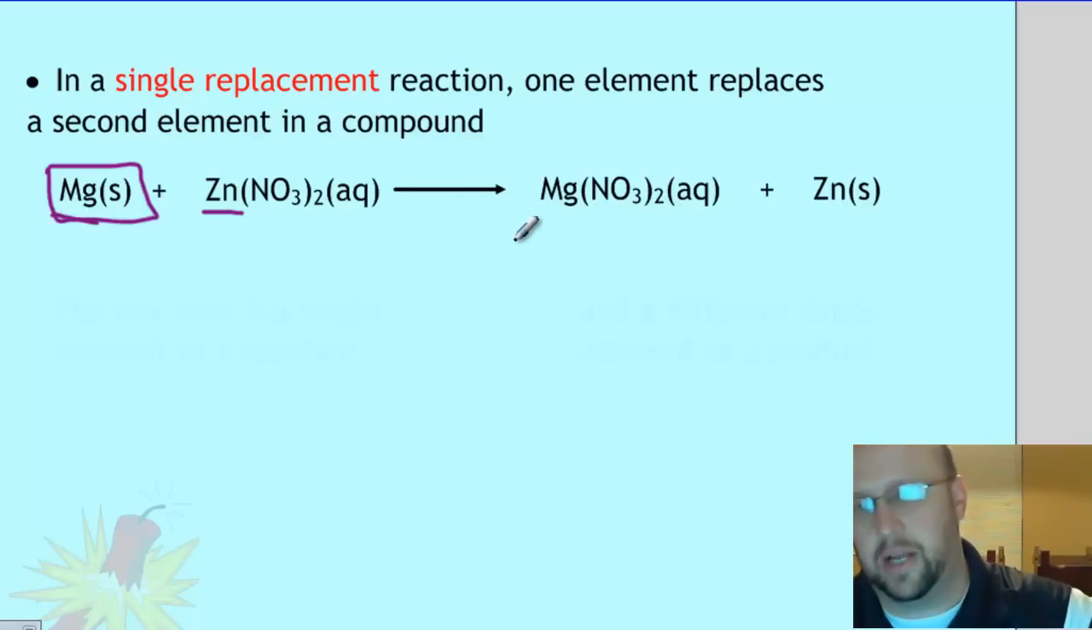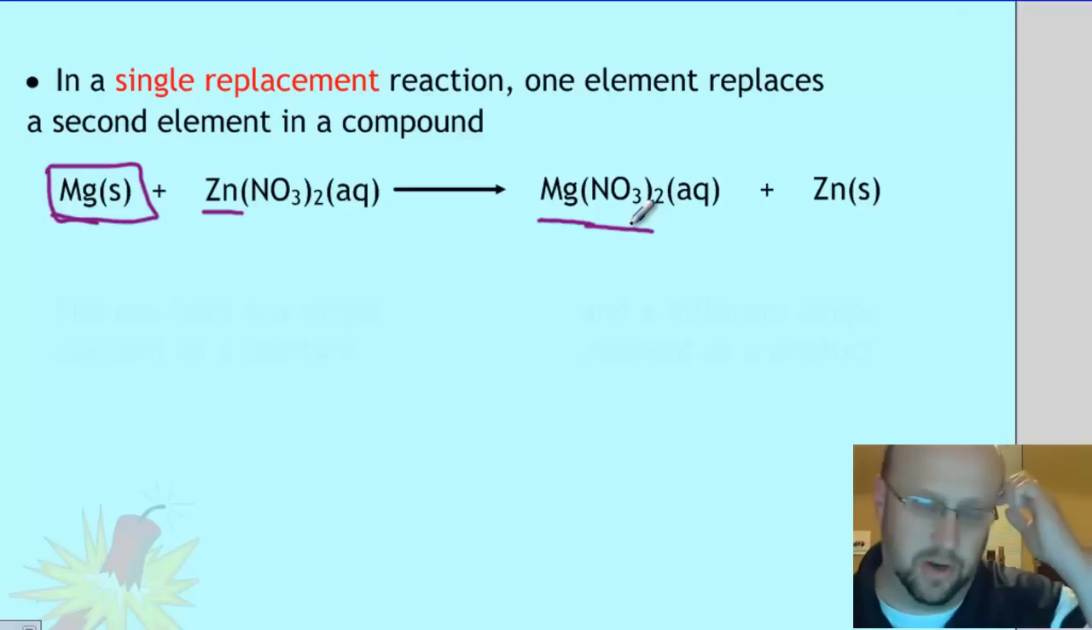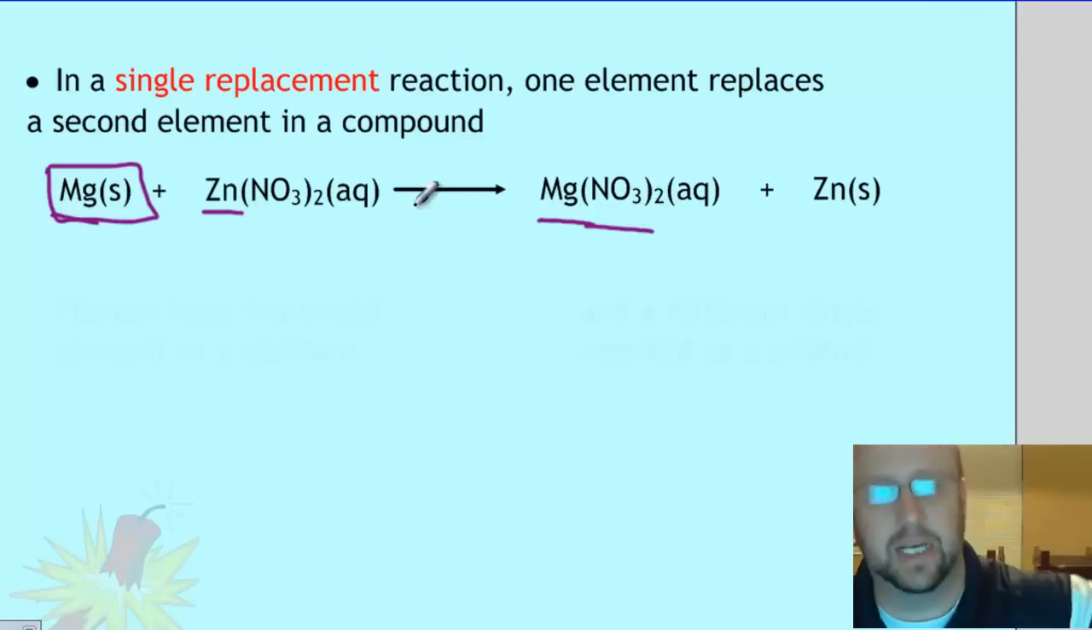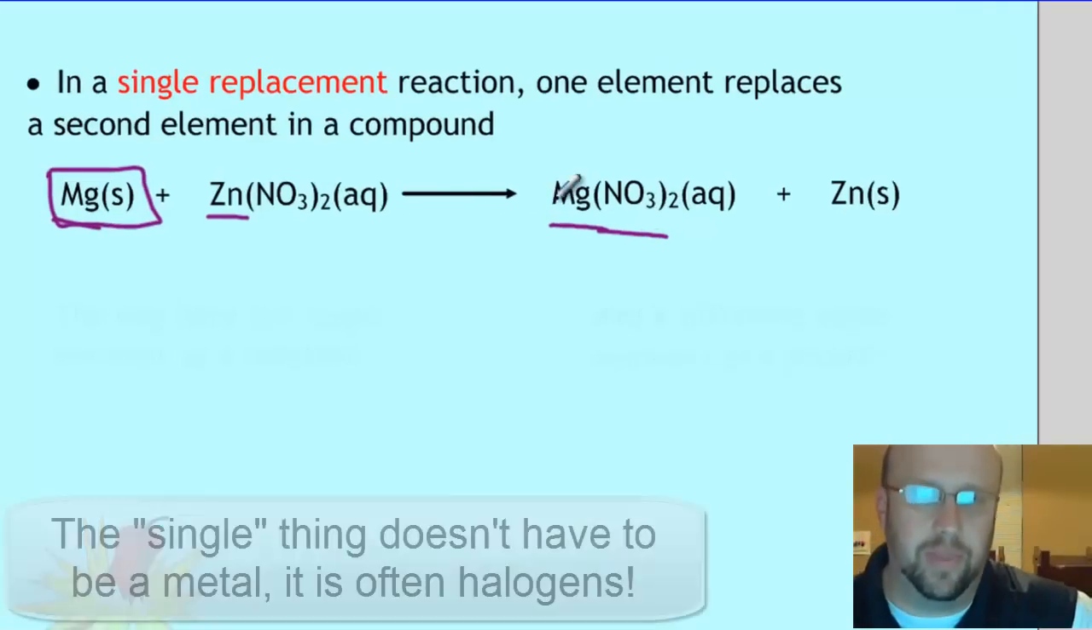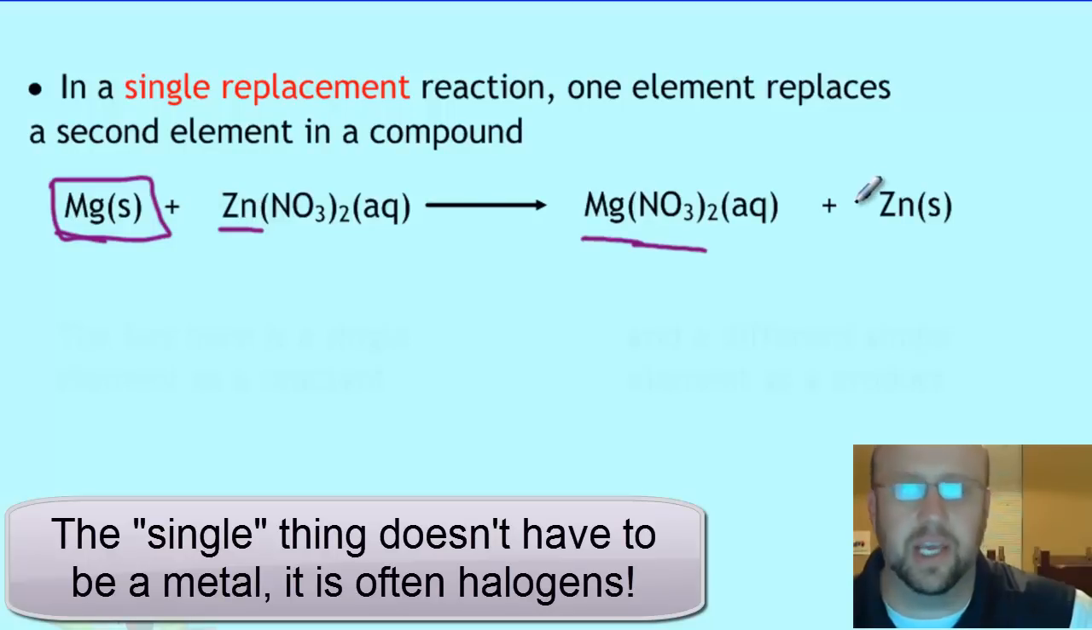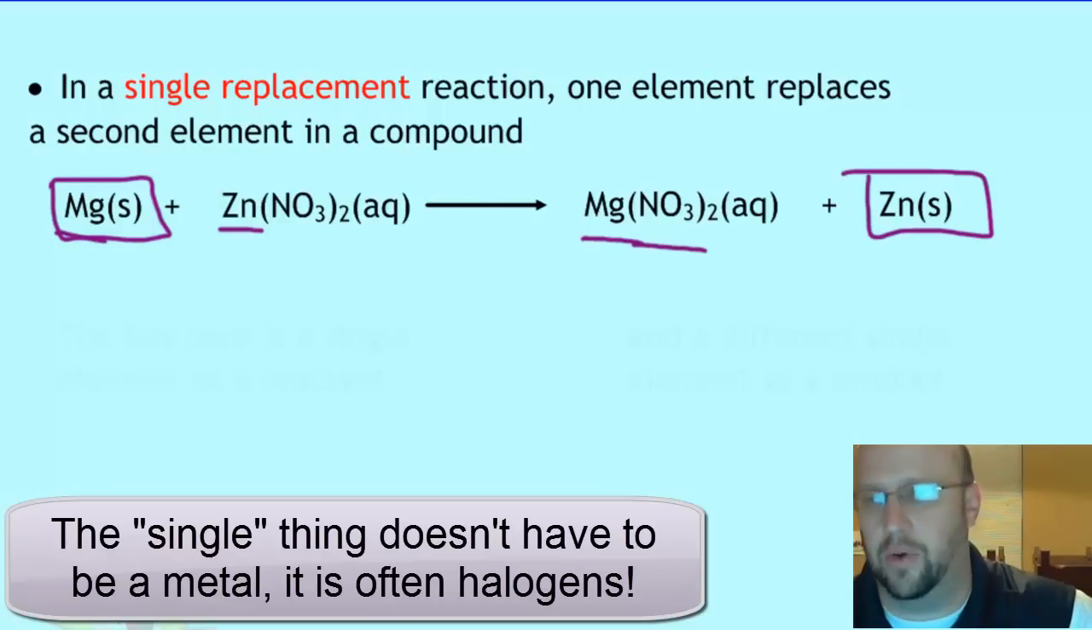Now, we'll talk later in some other parts of the class about when this would replace. There's a thing called an activity series. Basically, it just means that magnesium, if it's more reactive than zinc, is going to take zinc's place. So what happened here is magnesium on the product side is now combined with nitrate. That means it replaced zinc, and zinc is now alone and by itself.